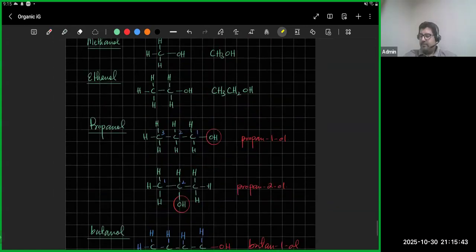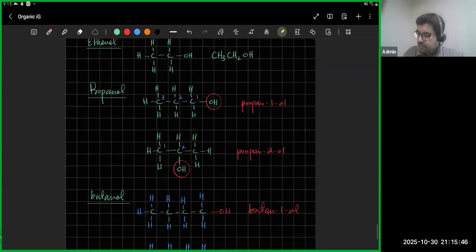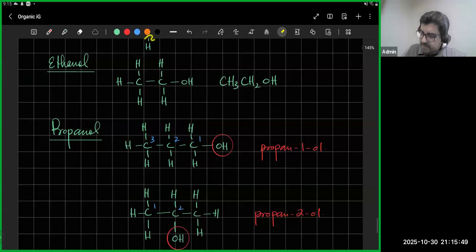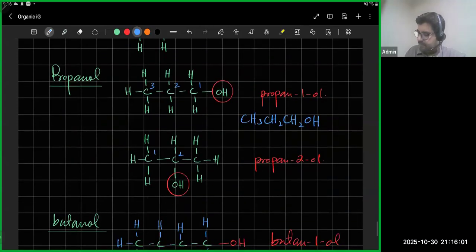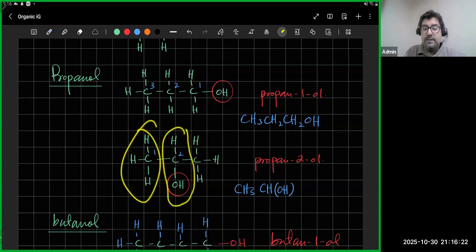Finally, we can write the condensed formula for these as well. So this one is CH3, and then you have CH2, and then you have another CH2, and then you have OH. This one is CH3, then it's CH with an OH, and then it's CH3. So CH3, and in the middle it's CH with an OH. And at the end, there's another CH3.